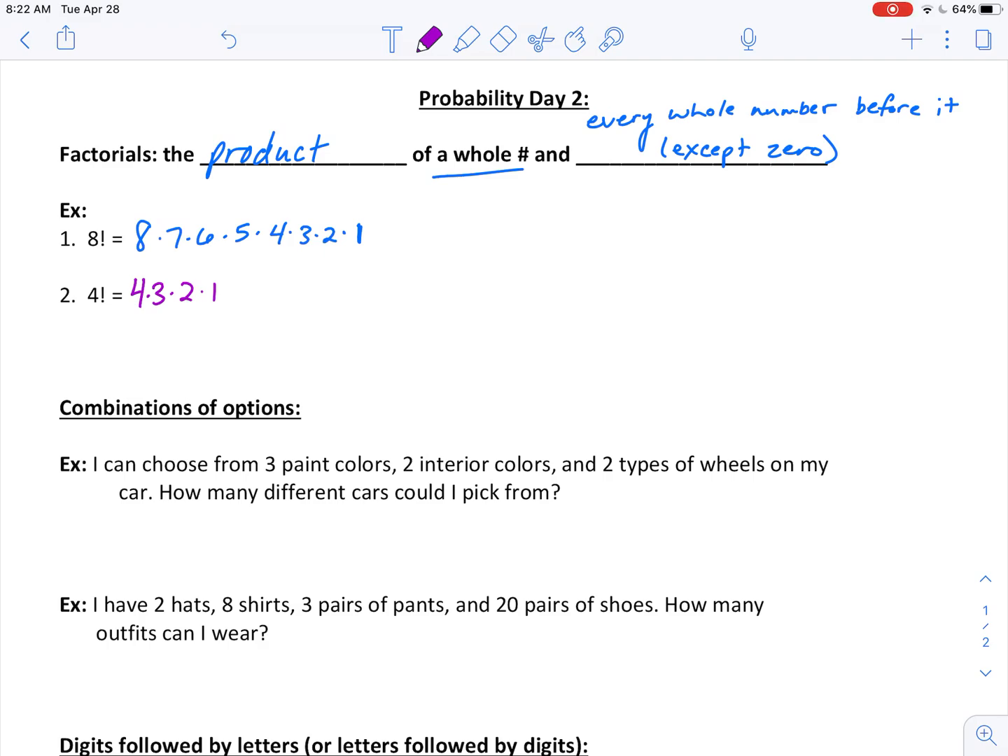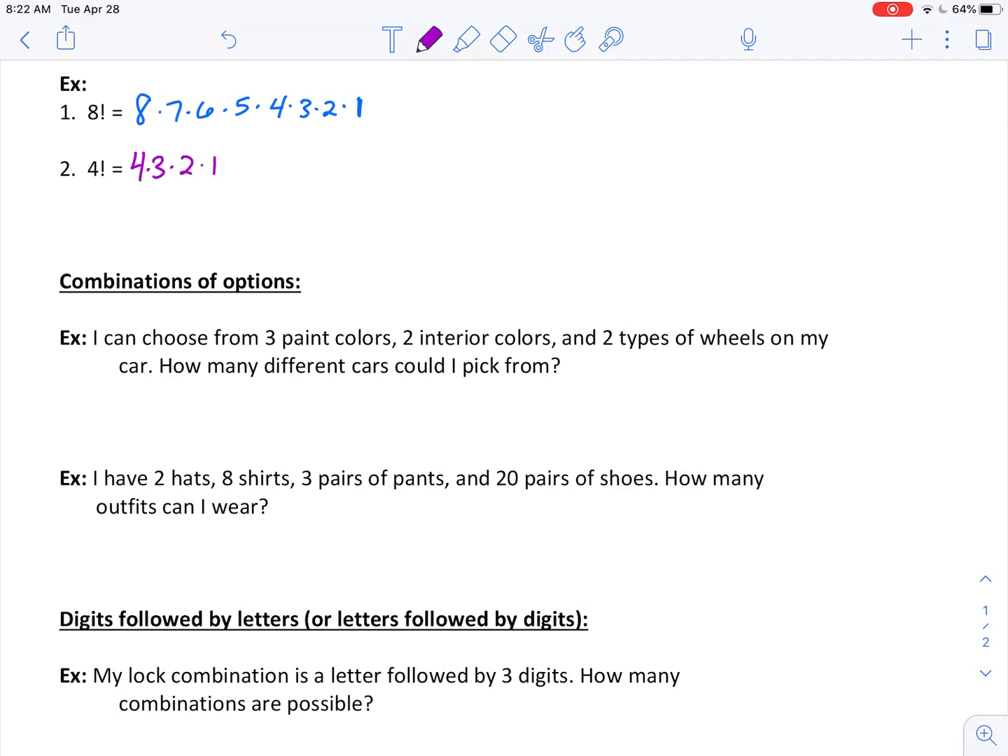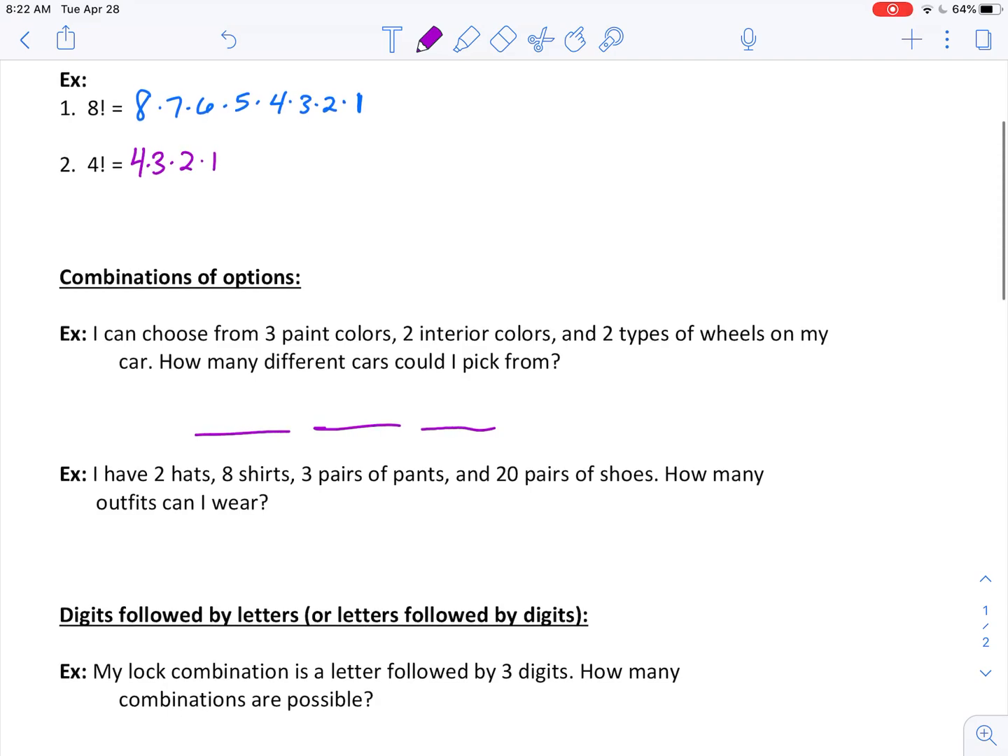And the reason why we don't include 0, the reason why I've got this exception, well, what's 0 times anything? Well, that would just be 0. So that would mean every factorial is 0. Then why would we waste our time studying this? So 4 factorial, similarly, would be 4 times 3 times 2 times 1. And we're going to see where this comes in handy here in a minute.